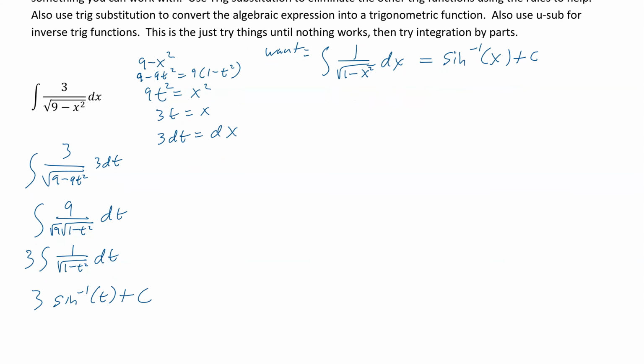And then we go back up and grab it. So what is our t? Well, our t would equal x over 3. So we have 3 inverse sine x over 3 plus c.